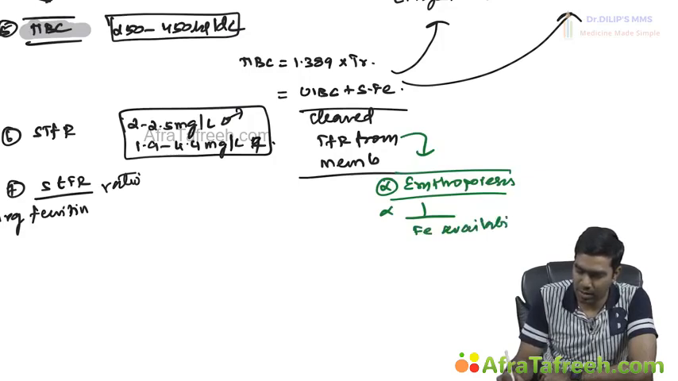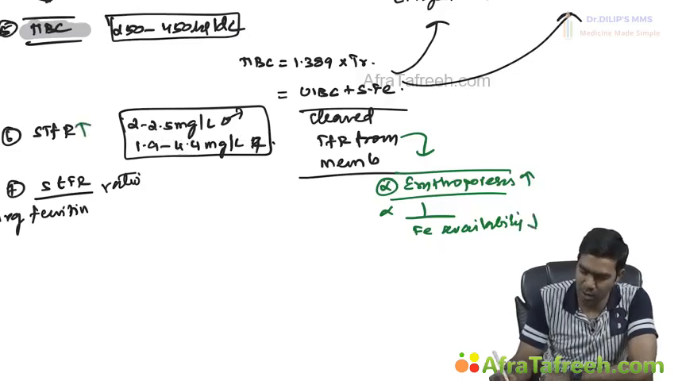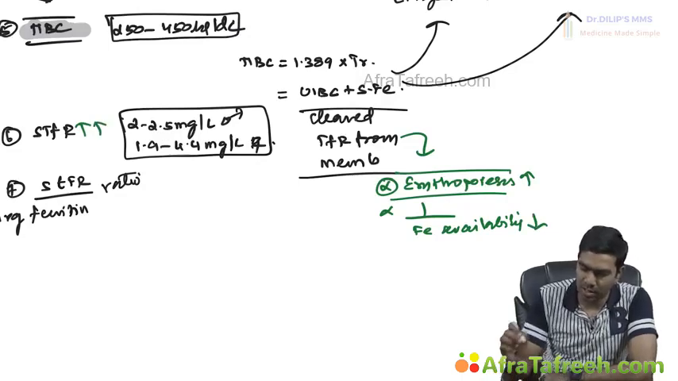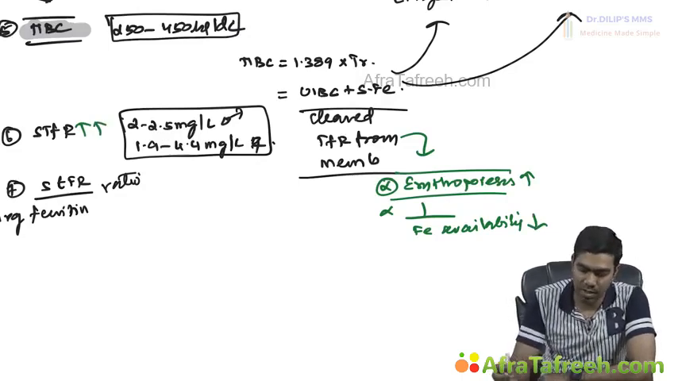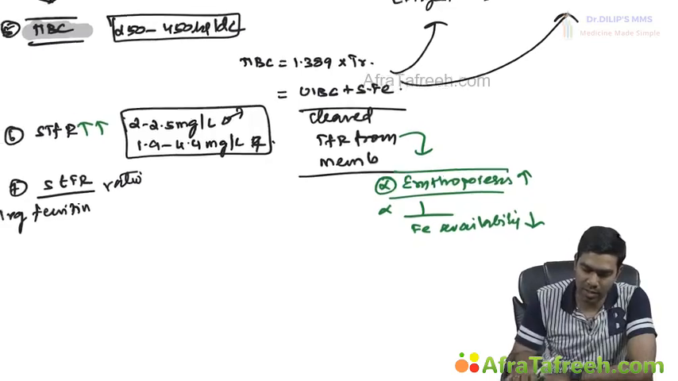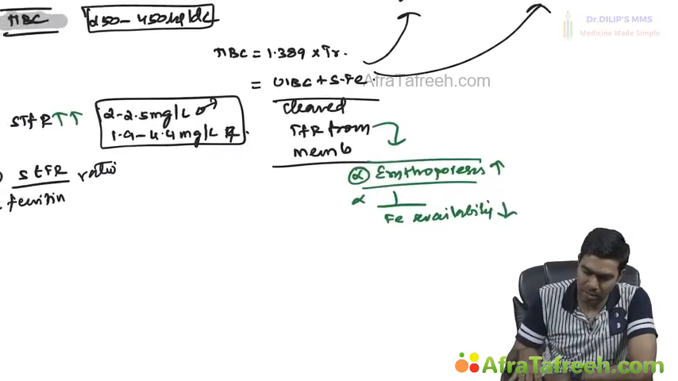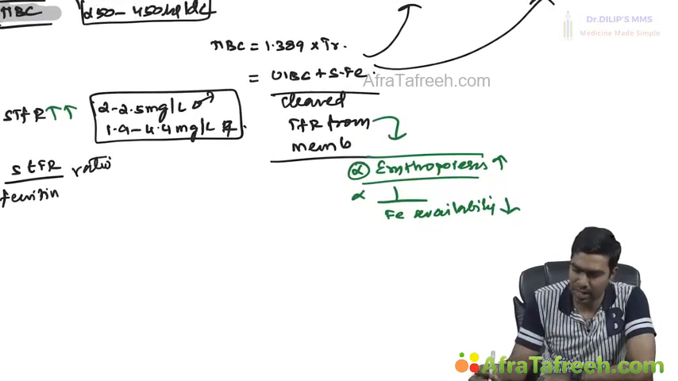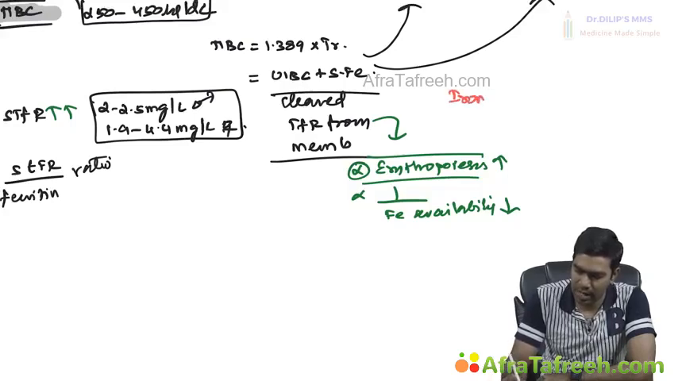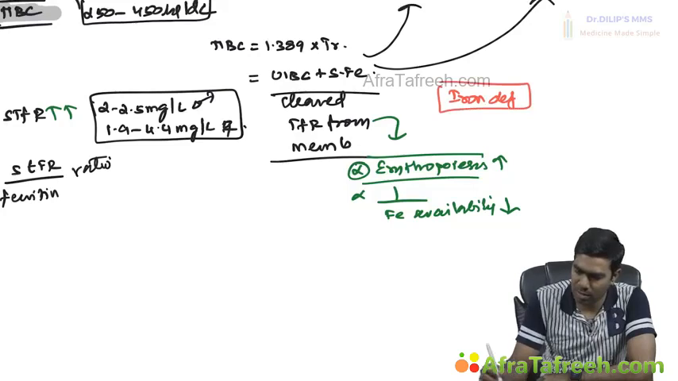Which means if your erythropoiesis is increased, your STFR will increase. If your iron availability is low, again your soluble transferrin receptor will increase. That is what is going to happen, inversely proportional to iron availability. So the condition that typically increases it is iron deficiency. In iron deficiency, the main problem is you're going to have low iron availability.